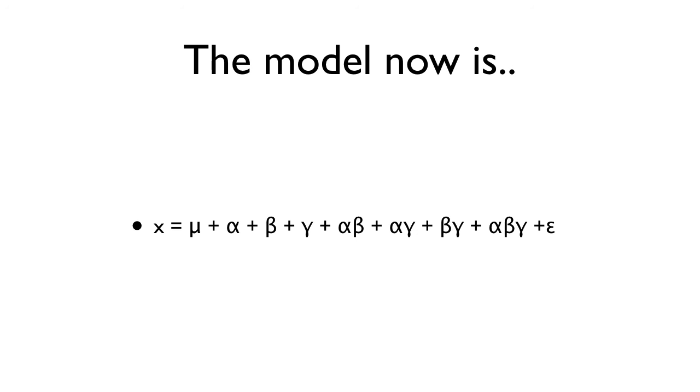So what are you doing here? You're actually testing. You're going to have an A effect, a B effect, a C effect, an AB interaction, an AC interaction, a BC interaction, an ABC interaction. So now you're doing 1, 2, 3, 4, 5, 6, 7 F tests in one analysis. 7 F tests in one analysis. Wow. It's totally doable.